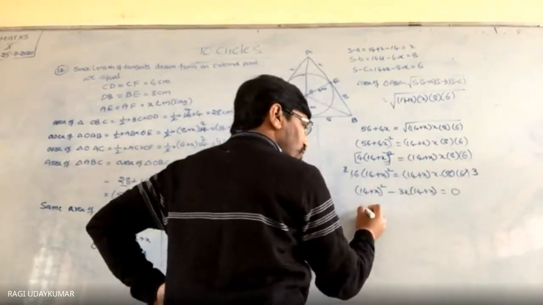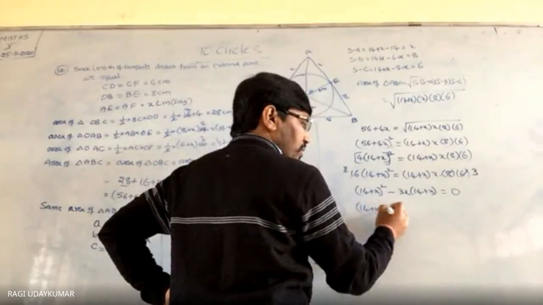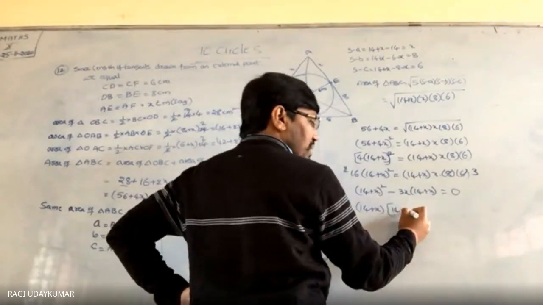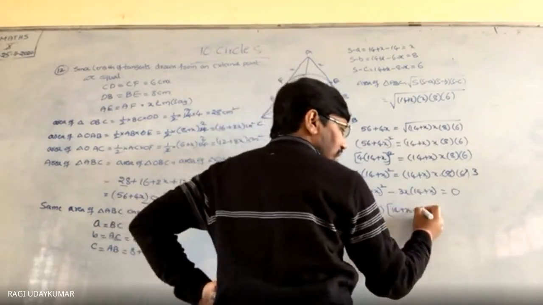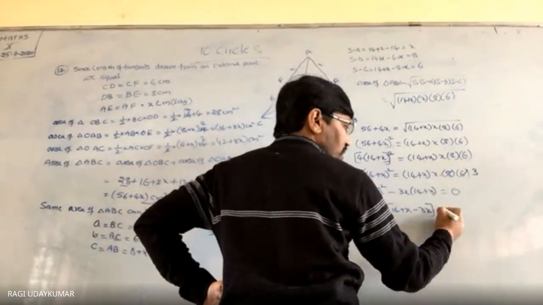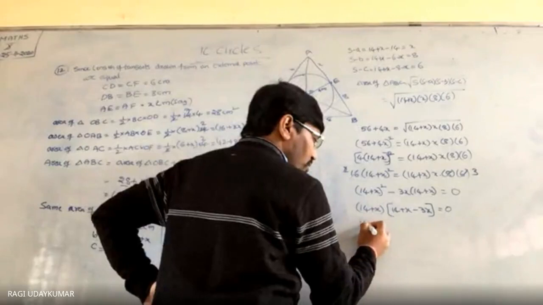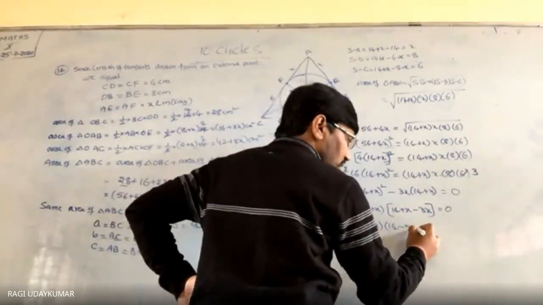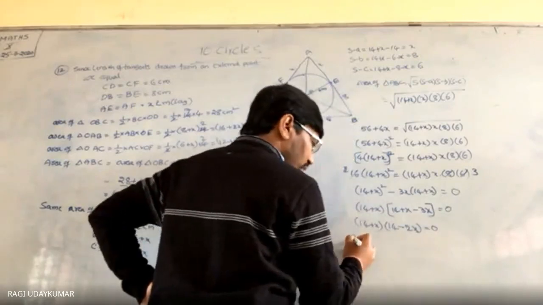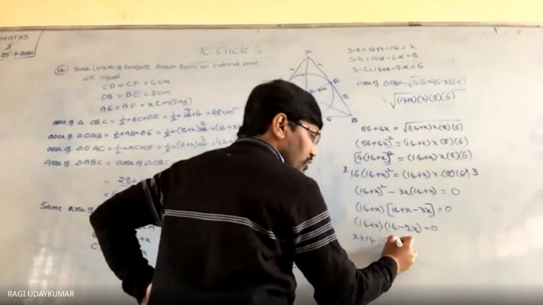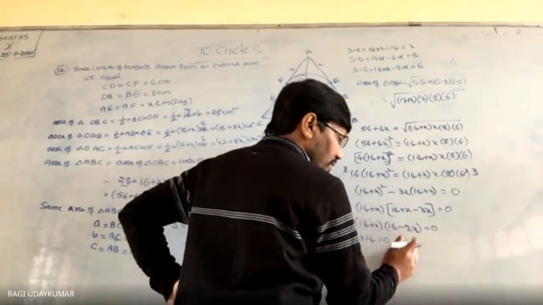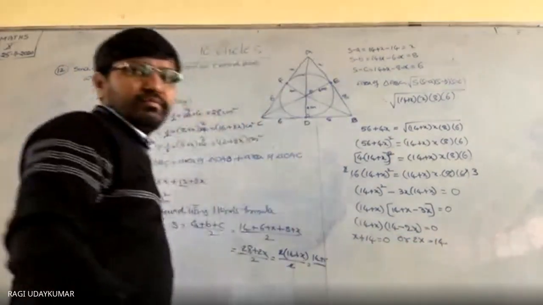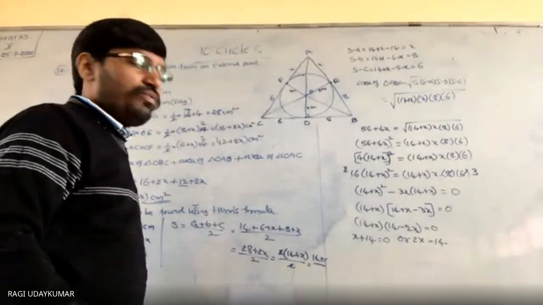Now from these two, take 14 plus x common. So what is left over here? Left side में 14 plus x, minus, right side में 3x is left over, is equal to 0. So we are going to get 14 plus x into 14 minus 2x. So from this you get x plus 14 is equal to 0, or 2x is equal to 14.